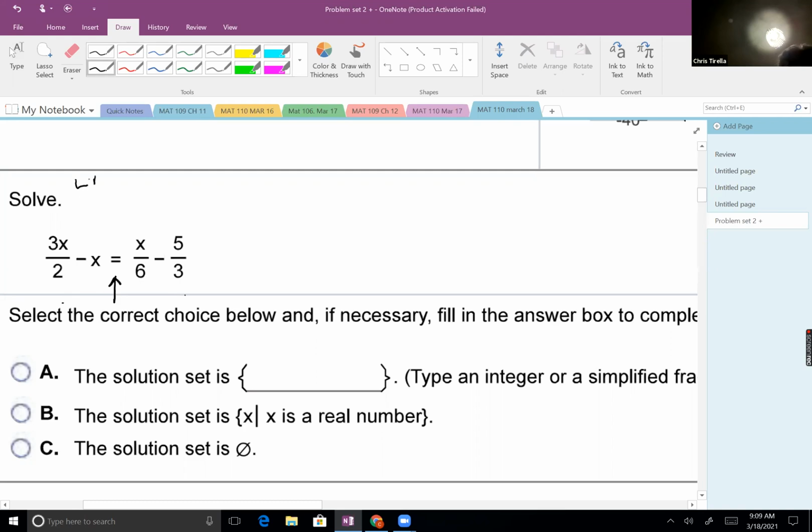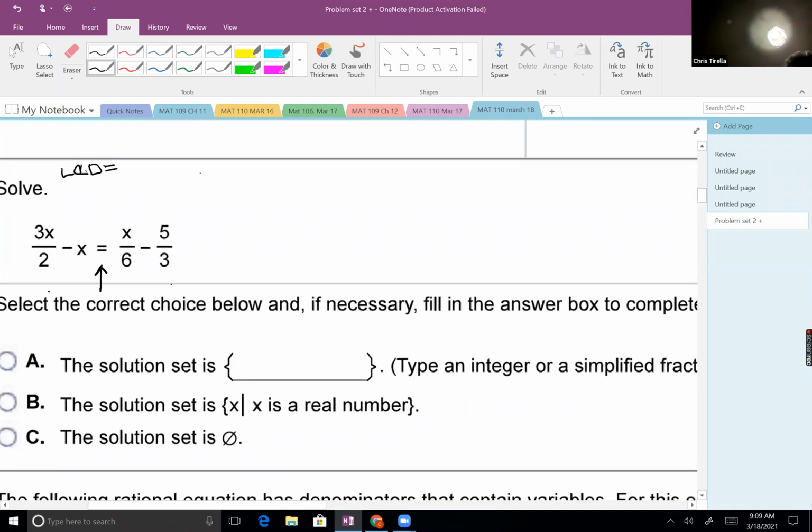So what I want to do first is find the lowest common denominator. I've got denominators of 2, 6, and 3. The smallest multiple of all of those would be 6. And now that I've got that common denominator, I'm going to take both sides of that equation and multiply them by 6.